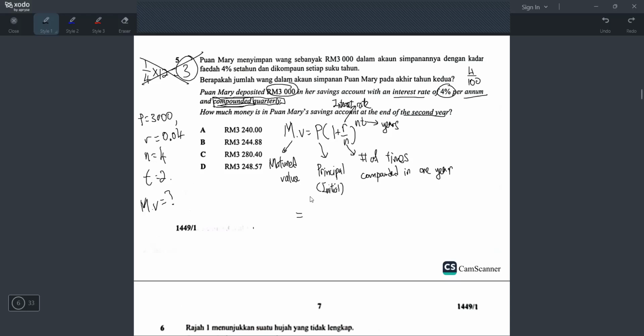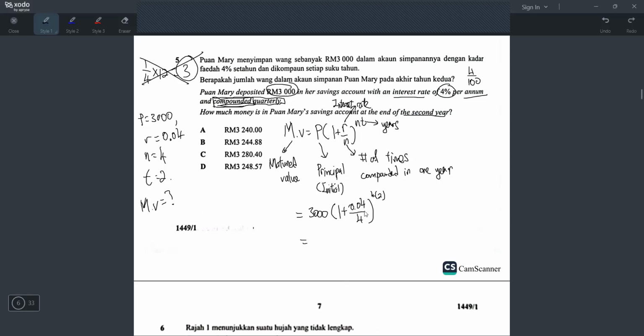So to get your MV, we just have to plug all these values into this formula. The P is 3,000, write it down. And then bracket 1 plus R over n, which is 0.04 divided by 4, and then close bracket, power nT. So power nT is 4, 2. So I'll write 4 times 2 like that. But it's a power, so make sure you write it in a smaller size.